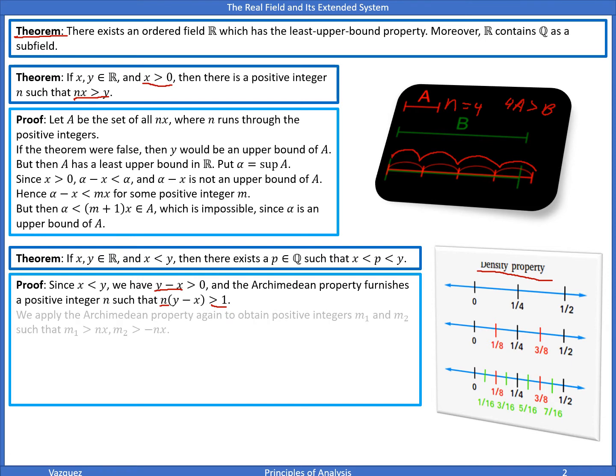So we're going to go ahead and use the Archimedean property again to get positive integers m1 and m2. And the reason for it may not be immediately obvious, but you'll see why we're choosing these m1 and m2. But anyway, we apply the Archimedean property again to obtain these positive integers such that m1 is greater than nx and m2 is greater than negative nx. This is going to make some inequalities work right now. But again, the Archimedean property guarantees that these m1 and m2 exist.